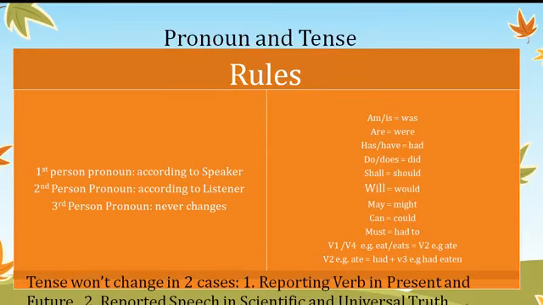Now let's go to the next one: pronoun and tense rules. I told you, I already mentioned this one. First person pronoun changes according to the speaker. Second person pronoun changes according to the listener. Third person pronoun never changes. And the tense, there you have to see: am, is becomes was; are becomes were. All that I have given the rules to you.